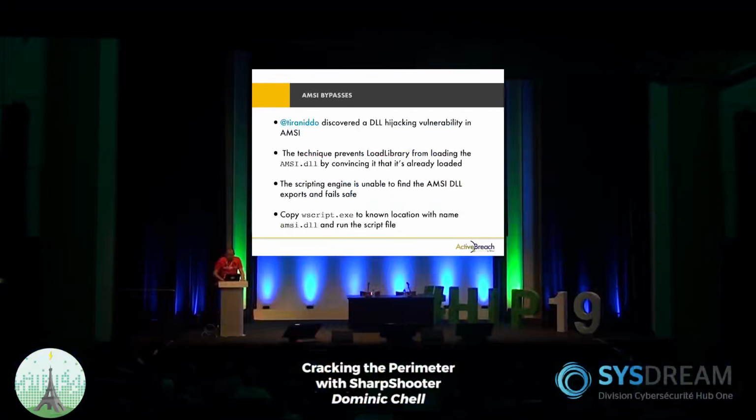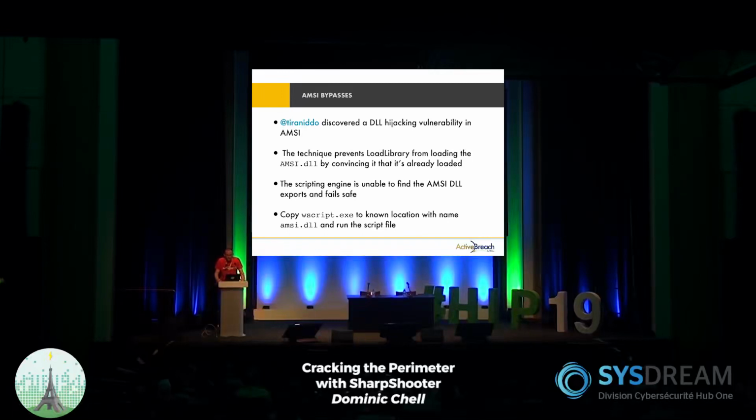Another AMSI bypass. This one was discovered by James Forshaw. He discovered basically AMSI was susceptible to DLL hijacking. So what James discovered was that it was possible to stop LoadLibrary from loading the AMSI DLL by convincing it into thinking it was actually already open. The way he did this was he created a copy of wscript.exe and just renamed it to AMSI.dll, which you can still execute on Windows.